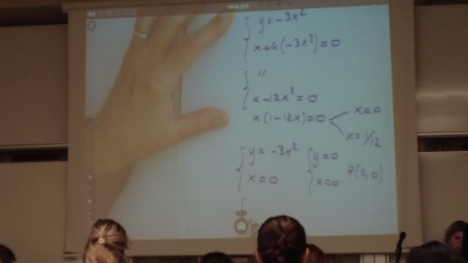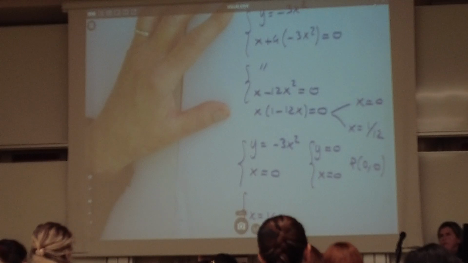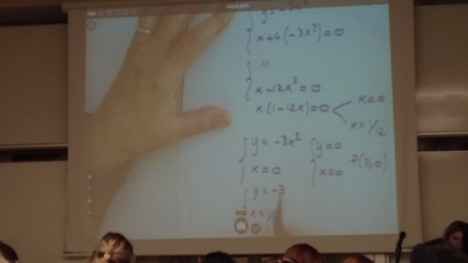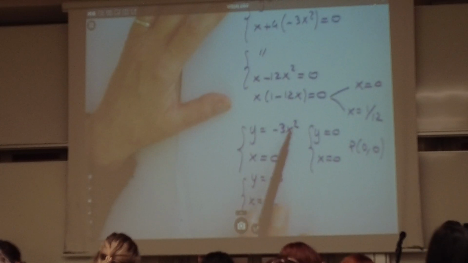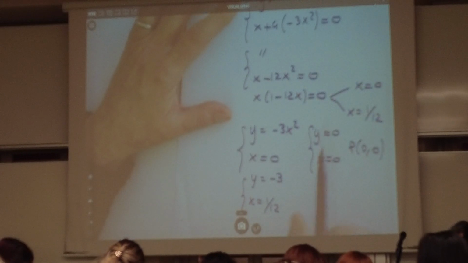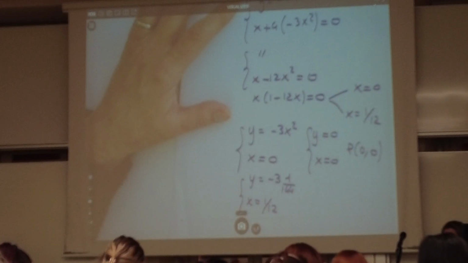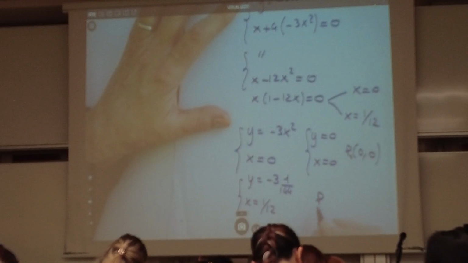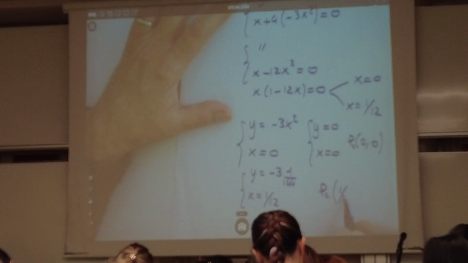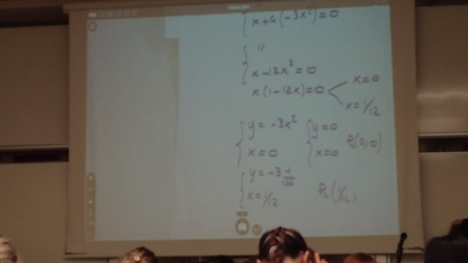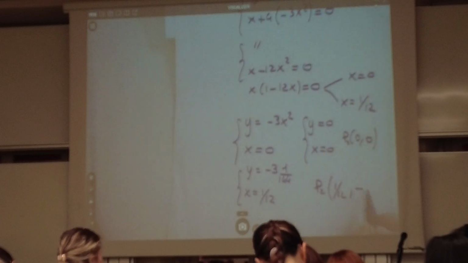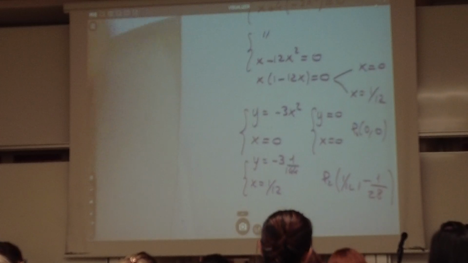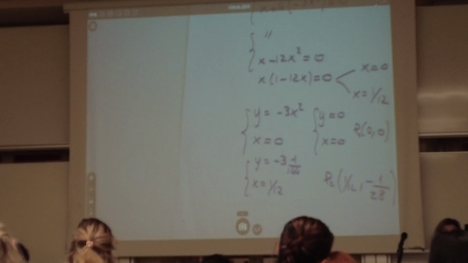Which is the other point if you have 1 over 12? Okay. y is equal to minus 3 times 1 over 12 squared. Okay. So it is 1 over 144. So y you can simplify if you like. So you can call them P1 and P2. Okay. 1 over 12 and minus 1 over 48. Okay? So in this case you have 2 stationary points. It depends on the situation.